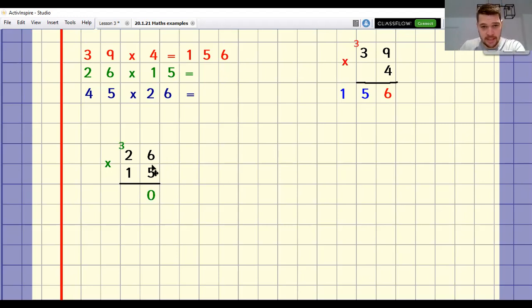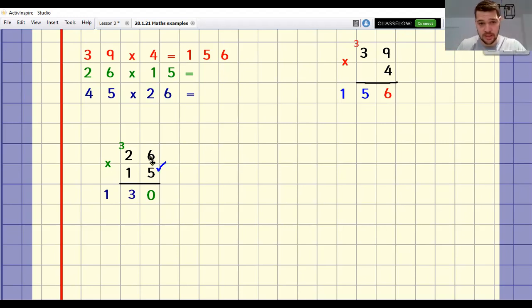So 6 times 5 is 30, so 0 ones, 3 tens. We move across and we do 2 times 5, which is 10, plus my 3 that I carried over, 13. Perfect. I've done 6 times 5 and I've done 2 times 5, so I can tick off my 5. I don't have to worry about that anymore.